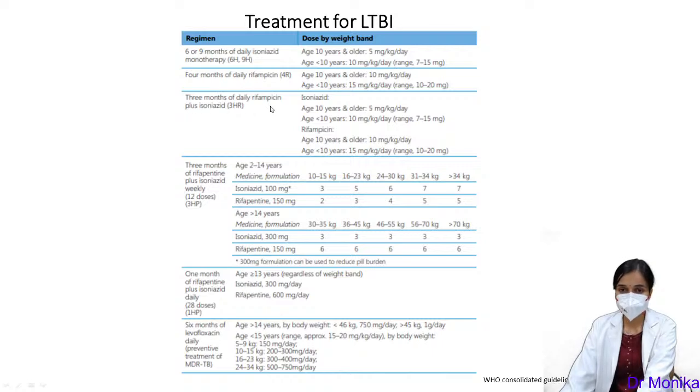Then there is 3 months of daily rifampicin plus isoniazid therapy. Then there is 3 months of rifampicin plus isoniazid weekly. Then there is 1 month of rifampicin plus isoniazid daily. Then there is 6 months of levofloxacin daily, which is used for preventive treatment for MDR-TB.